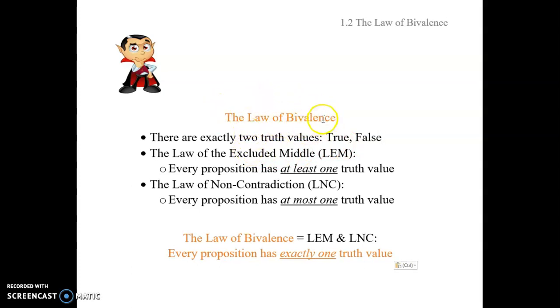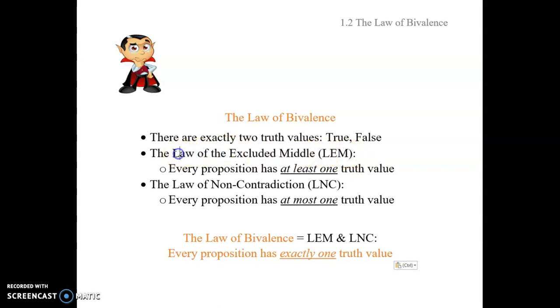Now, the law of bivalence basically consists of three fundamental assumptions, right? So it's all of them together. But let's go through them one by one. So one part of the law of bivalence is what we call the law of excluded middle, which we're going to abbreviate LEM throughout the entire course, throughout all of these videos and throughout the textbook, Bivalent Logic Explained.